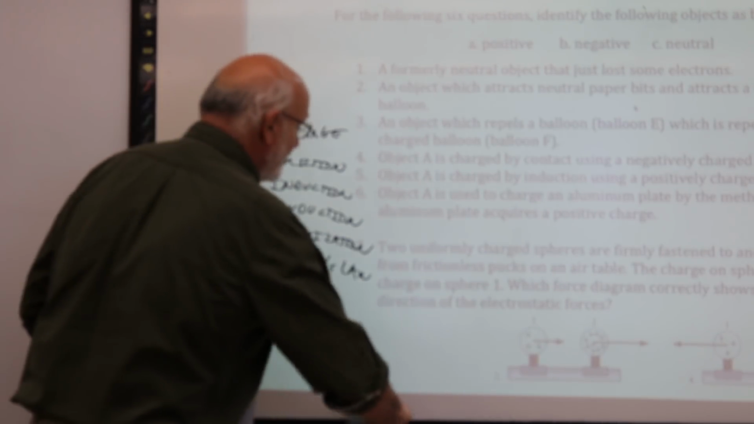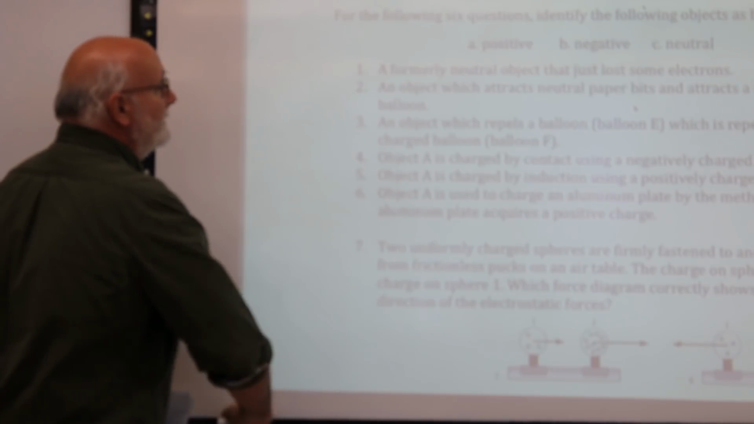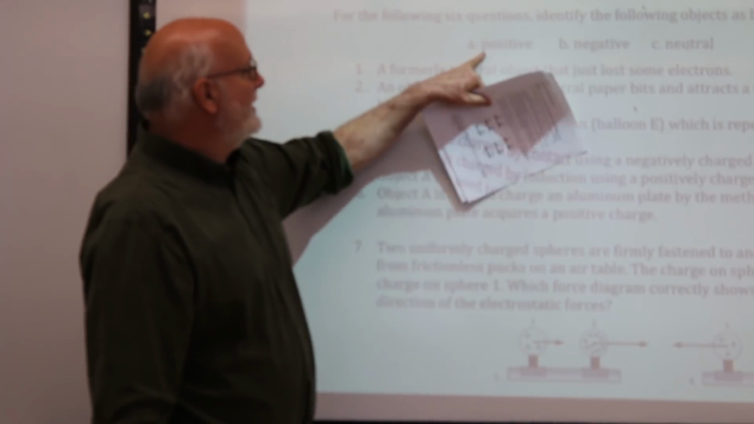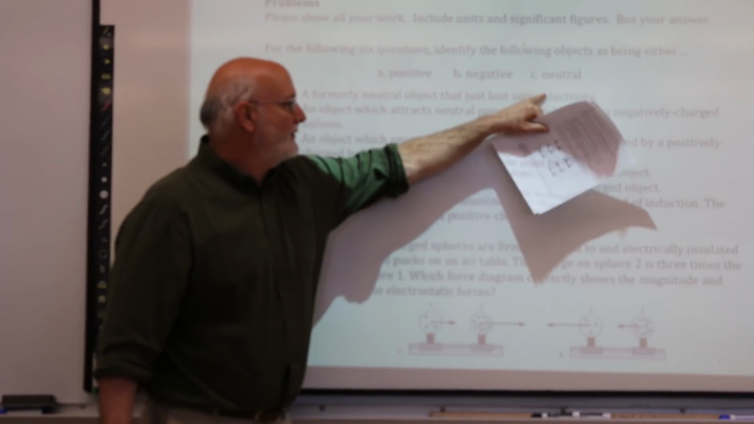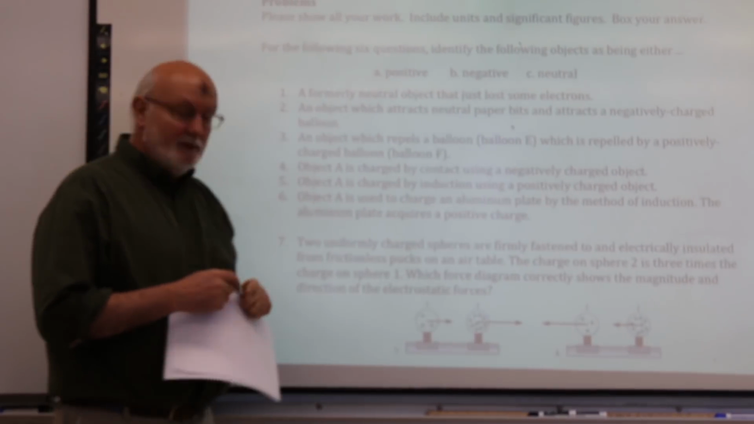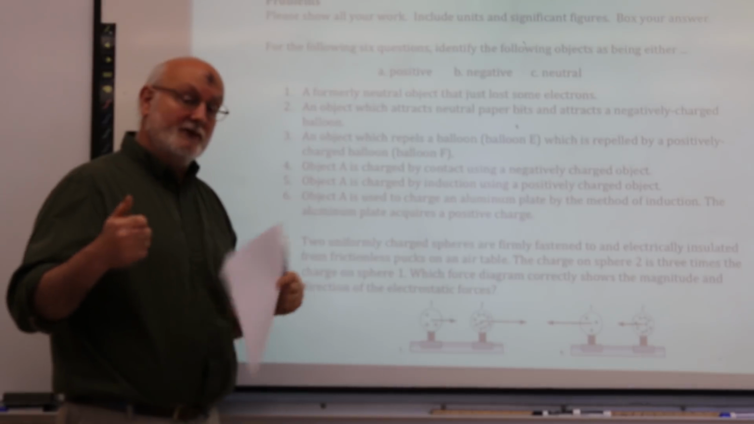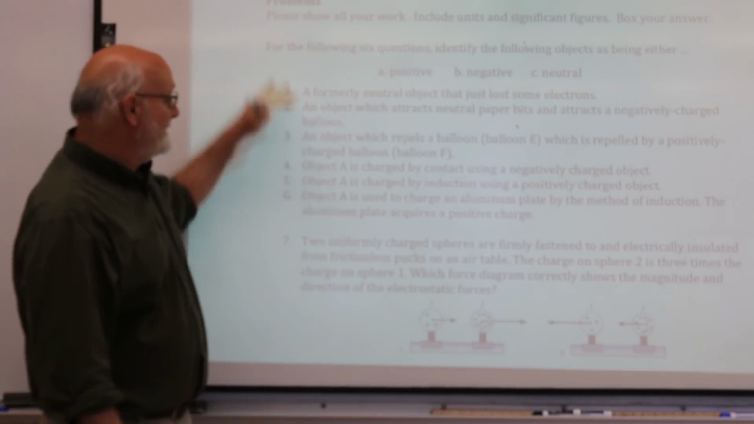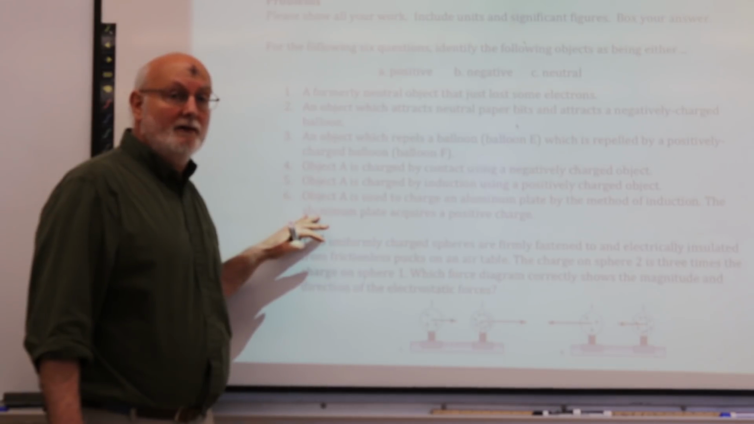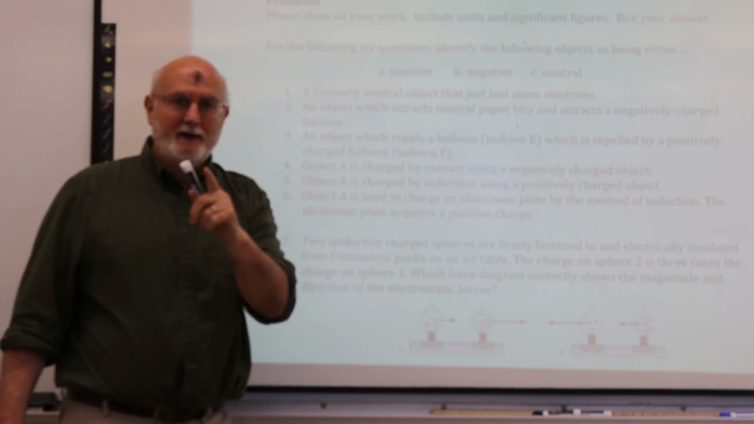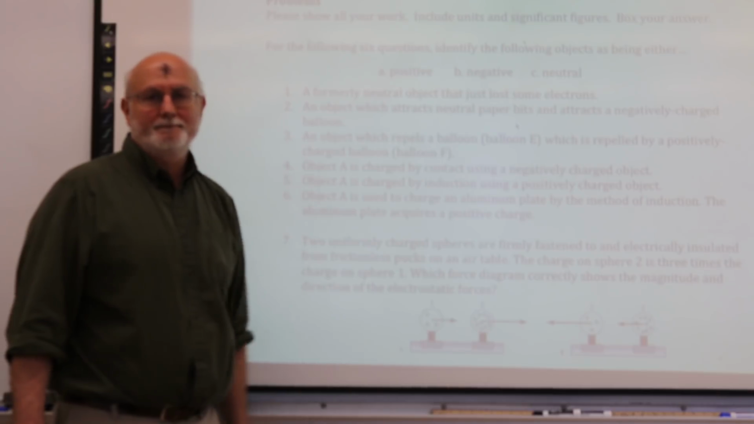First thing, it's going to be asking here: for the following 6 questions, identify the objects as either being positive, negative, or neutral. What I'm going to do is pause this in just a second. The sub's going to go and pause it. I want you guys to work through these 6, and then we're going to come back in a second and take a look at it. So if the sub could pause it right now, that would be awesome.